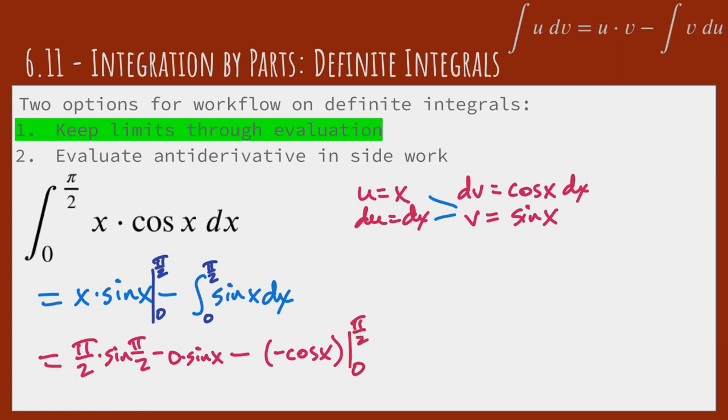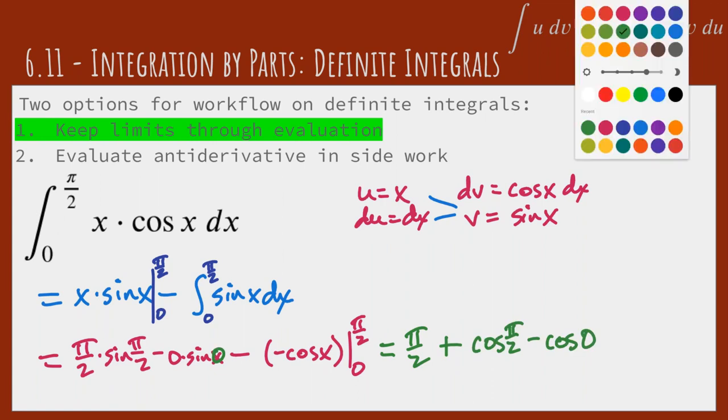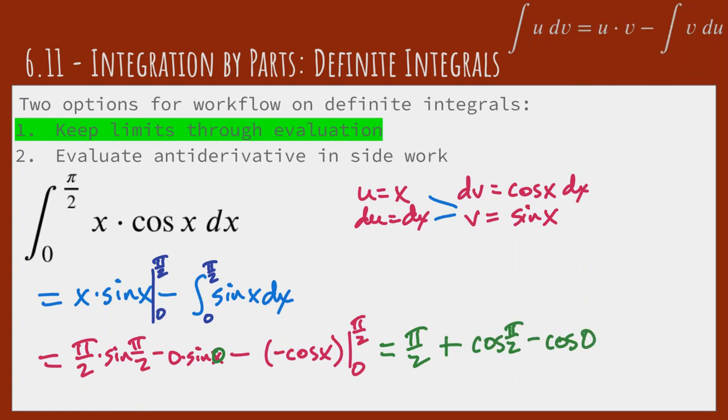So doing a little simplifying, sine of pi over 2 is 1. So that first term is just going to be pi over 2. Second term, it should have been a 0 there, so the second term is 0. Then we're going to have plus, so negatives become a positive, cosine of pi over 2 minus cosine of 0. Cosine of pi over 2 is 0. Cosine of 0 is 1. So we're going to get pi over 2 minus 1.